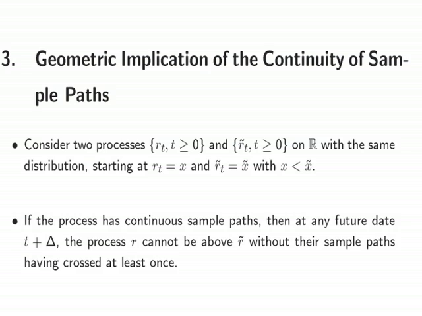And that requires that we think about the geometric implications of the continuity of the sample path. And for that, let's just take the same probability space, but take two different processes which have, let's call them R and R tilde, which have the same distribution, except that they are initialized at different points. So the first one is initialized at x, the other one is initialized at x tilde, and x is less than x tilde. And let's think about what continuity means.